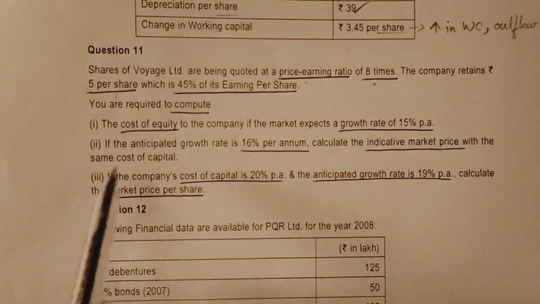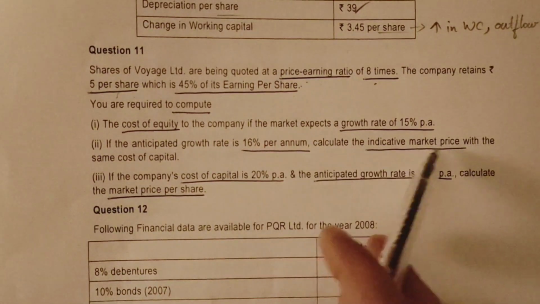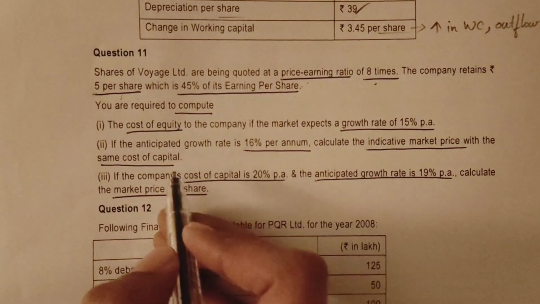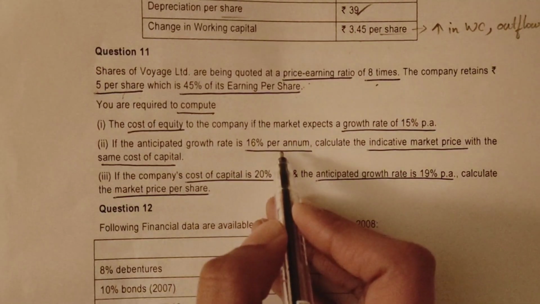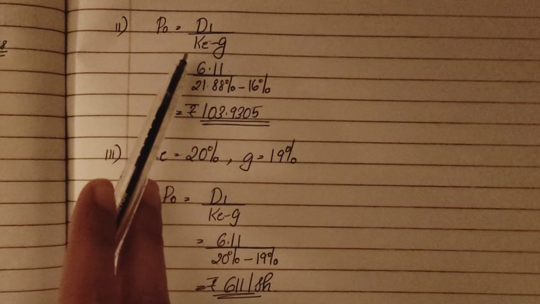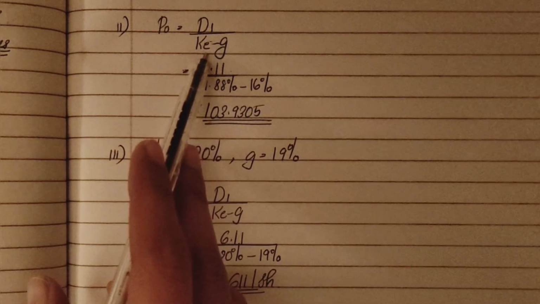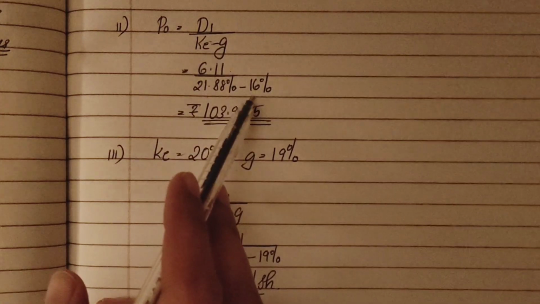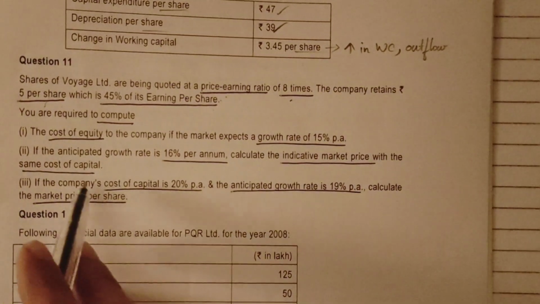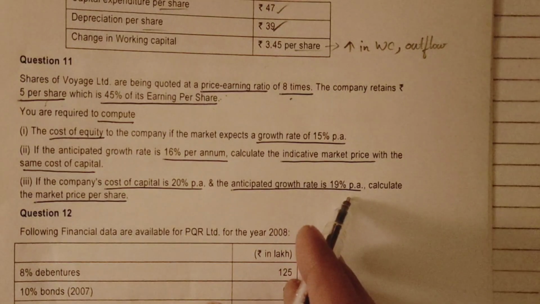The second part, if the anticipated growth rate is 16% per annum, calculate indicative market price with same cost of capital. So taking the cost of capital from the first part and growth rate 16%, we compute the market price. So P0 is equal to D1 divided by KE minus G. So D1 already calculated, KE first part calculated, G is 16%. So P0 is 103.93.